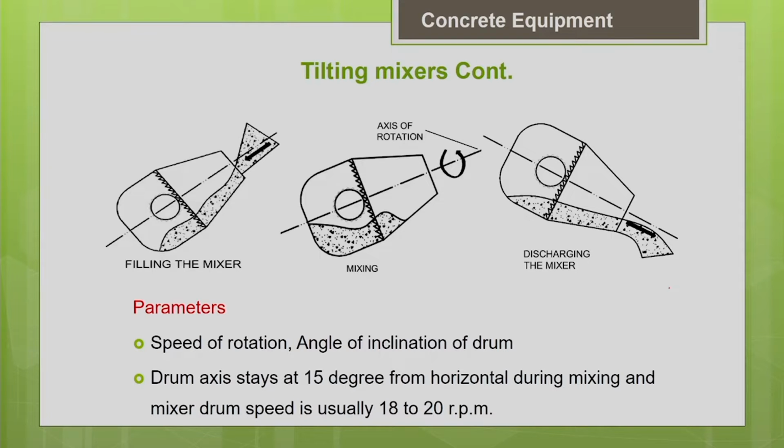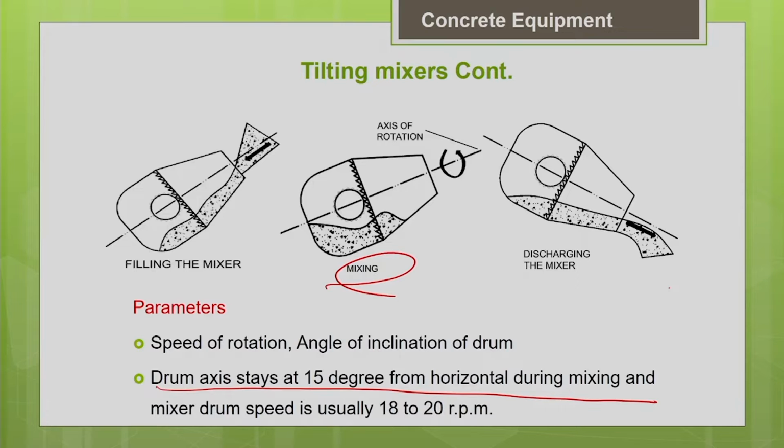So, basically, based upon the studies, they have found that the drum axis should stay at 15 degrees from the horizontal during the mixing. During mixing, it should stay at 15 degrees to the horizontal. Okay, so that is the desired angle of inclination with respect to horizontal during the mixing of your concrete.